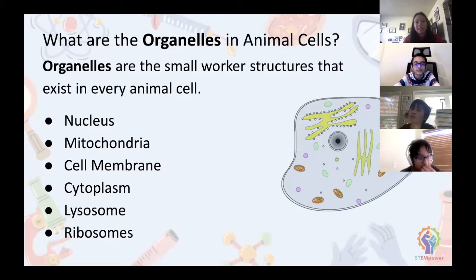So what are organelles in animal cells? Well, organelles are just the small worker structures that exist everywhere. While the nucleus is extremely important, it really has no purpose without things to give demands to, right? So the important ones are the nucleus, mitochondria, cell membrane, cytoplasm, lysosome, and ribosomes. Now, an important thing here is that these aren't the only ones that exist. With just these, the cell wouldn't function really well, right? But these are the main ones, the foundation to a foundation.